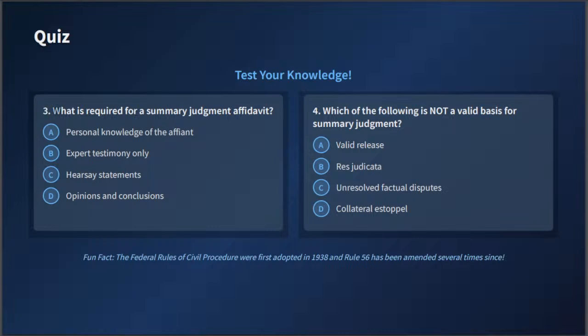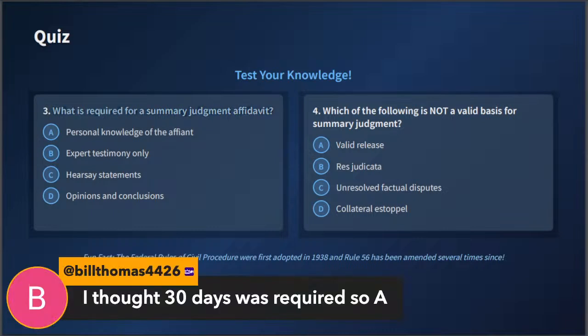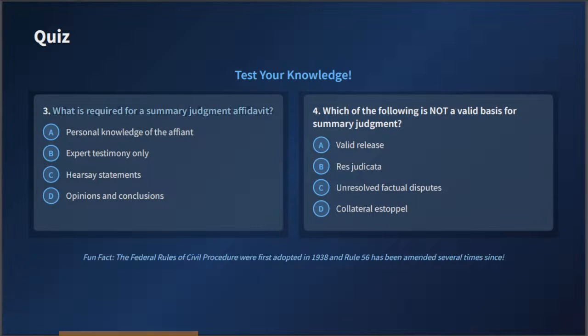All right, number 3. Bill Plymouth 4426 says, I thought 30 days was required, so A. Okay, yeah, that 30-day rule is a little bit of a trick there because that's thrown in from the federal rule. That means 30 days after the last part of discovery is complete. So after all discovery is complete, you get a period of 30 days. After that, then you're on to litigating facts, I believe. But that's under federal rule, and that could be changed by other courts. If there's no other stipulation or order against it, then that would stand.